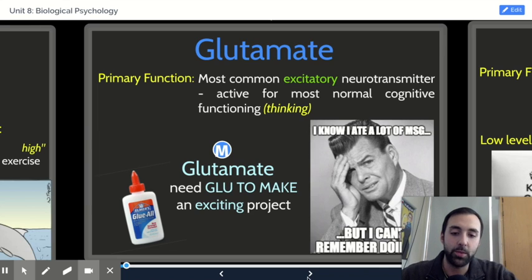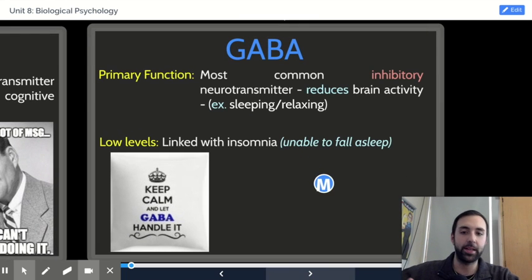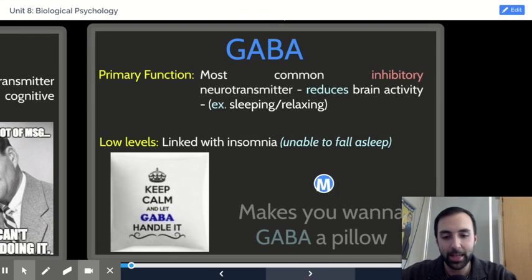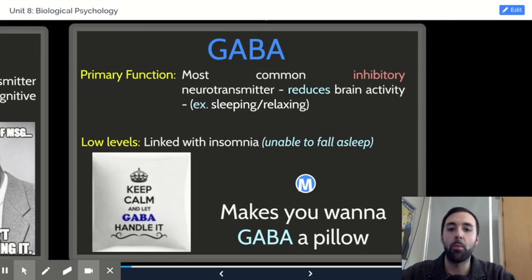The last one is what we call GABA. GABA is just going to do the complete opposite of glutamate. It is just the complete 180. GABA is a neurotransmitter that can help relax you. It's the most common inhibitory neurotransmitter in your body. Again, inhibitory neurotransmitters have the job of slowing down brain activity or slowing down neural activity, often brain activity.